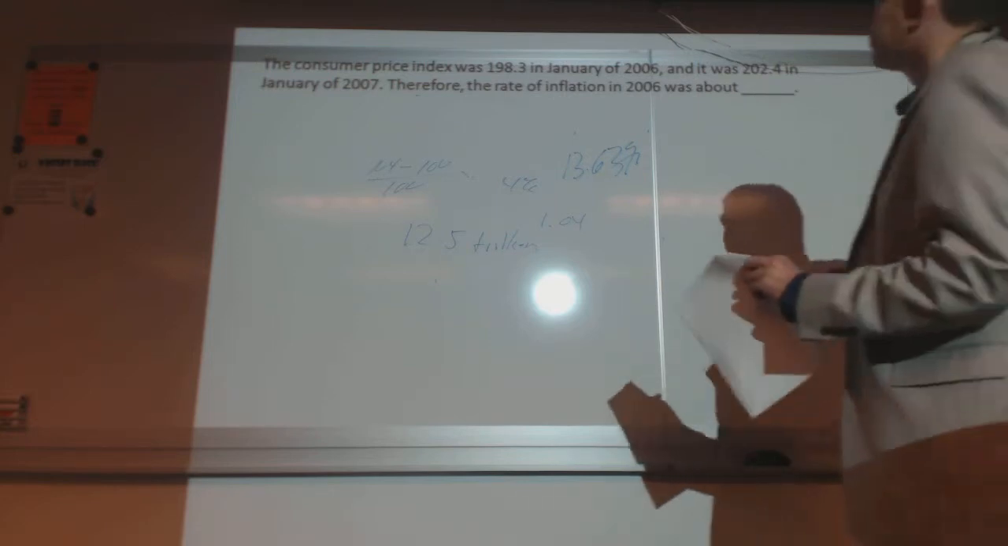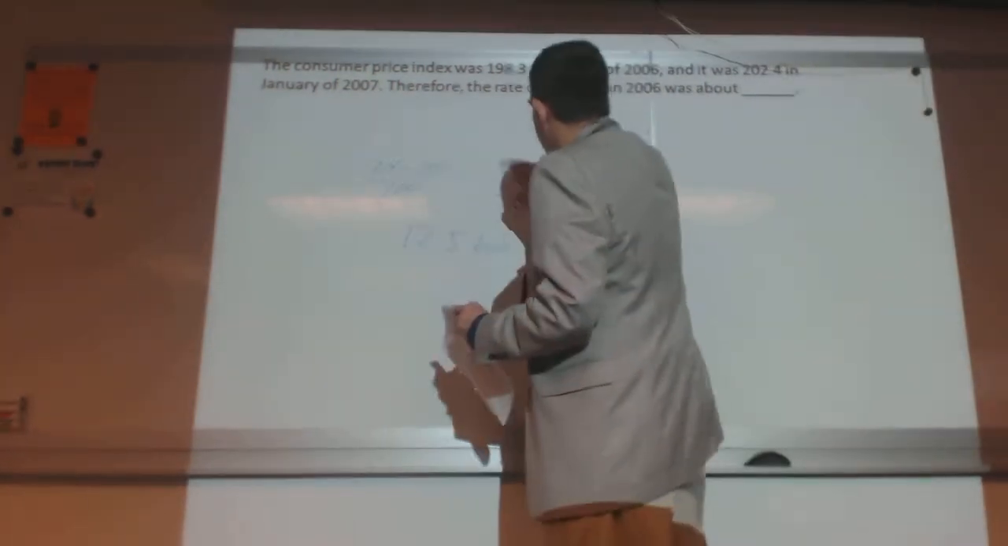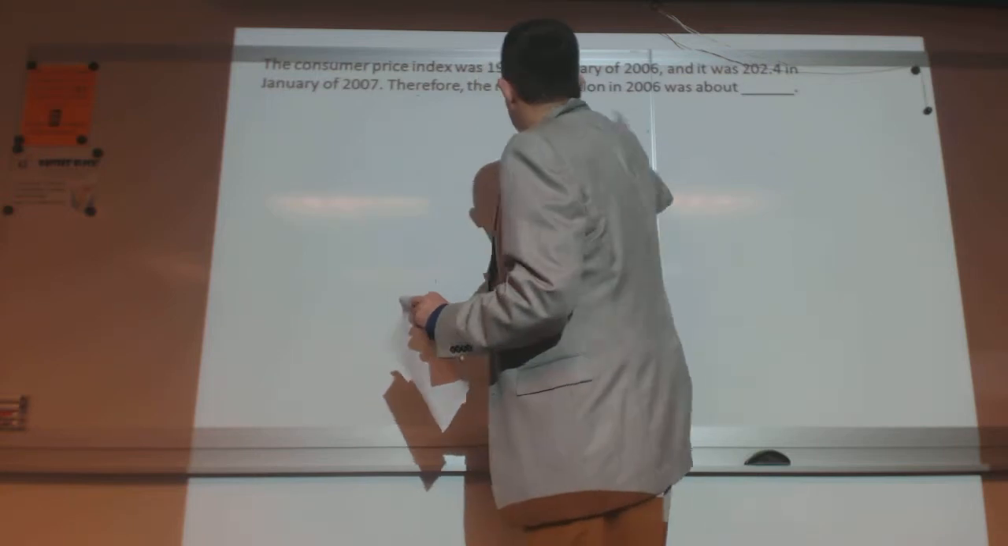In this one, these are really easy. There will be a couple of these on the test, and a couple of these appear on the final exam as well. This may be hard to read because of the way the computer's set up, but I'll read it to you. The consumer price index was 198.3 in January of 2006 and 202.4 in January 2007. What's the rate of inflation? Any idea how you do that?